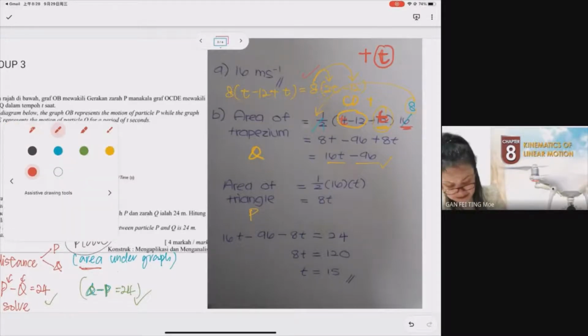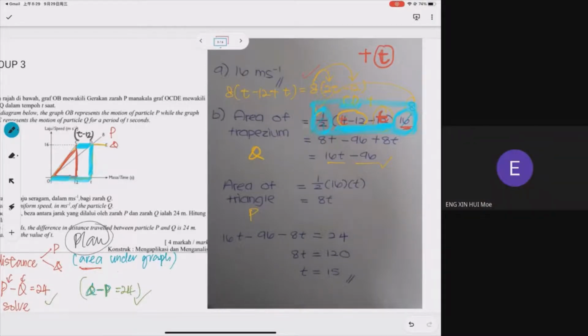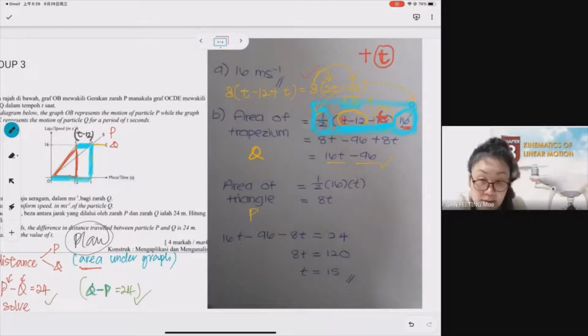Please pay attention. This is your CD, and this is your T just now, right? You have your 2 parallel lines that you add up, and this is the height. The height is 16, right? And the formula for trapezium is half the whole thing. Do you understand the formula of trapezium? Okay, good. So now go back to triangle.